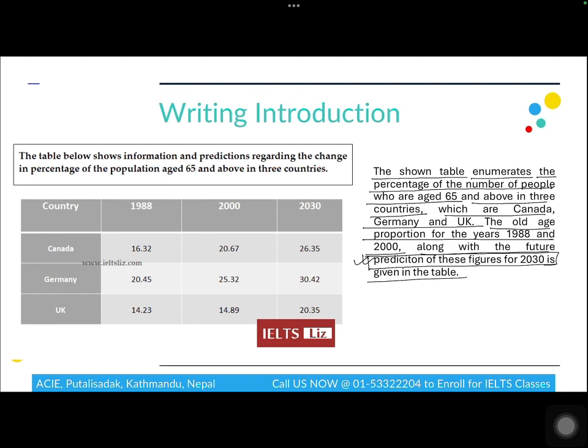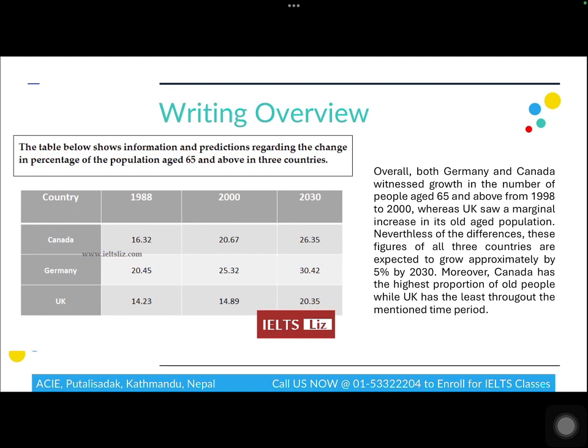Looking at the overview for this question, we just took notes from this question from both highest and least perspectives and increasing and decreasing trends. So let us see how to write the overview for this question. Overall, both Germany and Canada witnessed growth in the number of people age 65 and above from 1988 to 2000, whereas UK saw a marginal increase in its old aged population, right? So this was also a point that we noted. Nevertheless, of the differences, these figures of all three countries are expected to grow approximately by 5% by 2030.